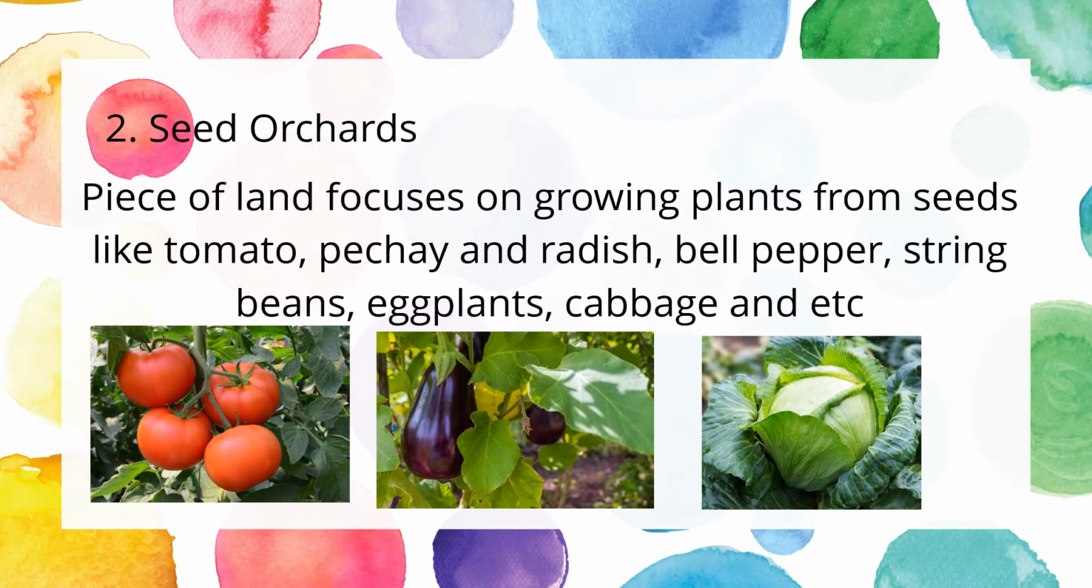Seed orchards. This piece of land focuses on growing plants from seeds like tomato, petchay and radish, bell pepper, string beans, eggplants, cabbage, and etc.